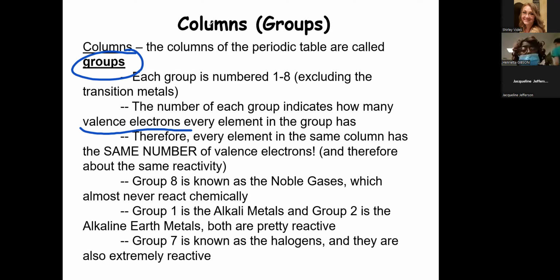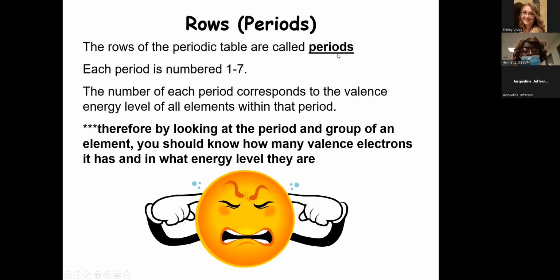You are always looking for 8 electrons on your outer shell. When you have metals, remember, metals will lose electrons and they become positive. Non-metals gain electrons and they become negative. And you have to remember that. So that is your groups. Now you have the other information in the periodic table, which is your rows, which are called periods. What do periods tell you?